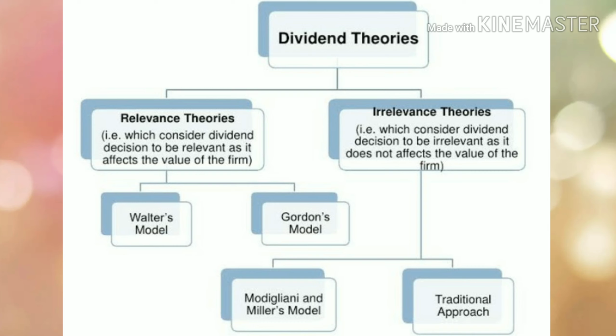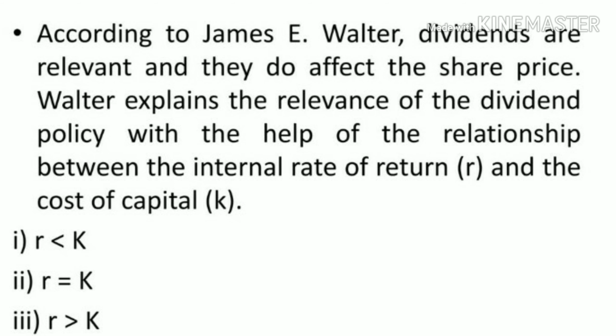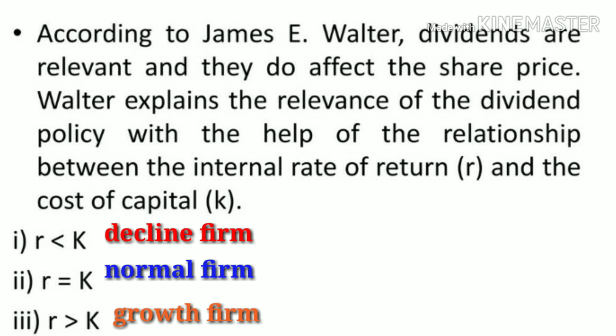In Walter approach, we take two elements: return on investment, denoted as R, and cost of capital, denoted as K. Here in this approach, we test the relationship between K and R. According to Professor Walter, he has divided firms into three types: growth firm, declining firm and normal firm.